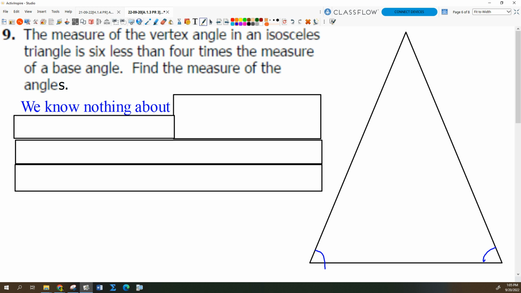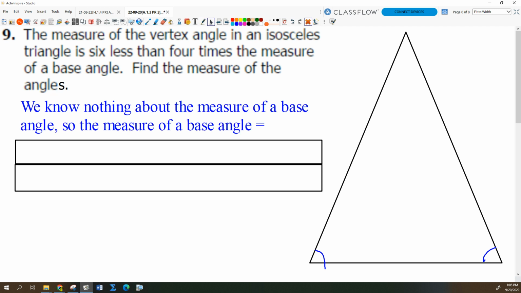Just like in the last example, the second integer was x plus 2. Well, we know something about it. We know it's 2 bigger than the first one, right? We know nothing about the first one. So right away, we know that. We know nothing about the base angle, so we're going to call the measure of a base angle whatever we want to. Let's call it x. So that goes there and there, right?